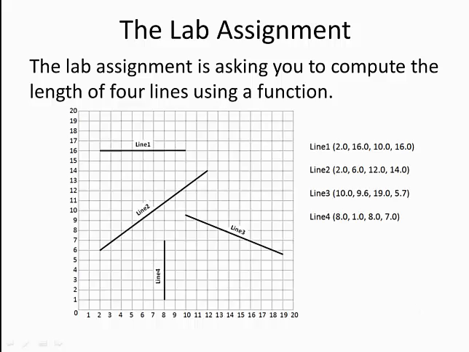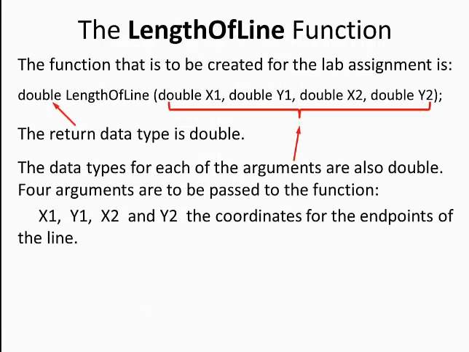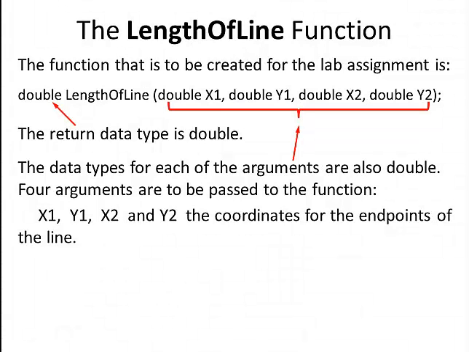The lab assignment is asking you to compute the length of 4 lines using a function. I've given the coordinates for line 1, line 2, line 3, and line 4. The function that is to be created for the lab assignment is defined like this. I have double, this is my return data type. The name of the function is length of line, and then there are 4 arguments, x1, y1, x2, and y2. Each one of them has to be defined with its data type followed by a comma. So I have double x1, comma, double y1, comma, double x2, comma, and double y2.